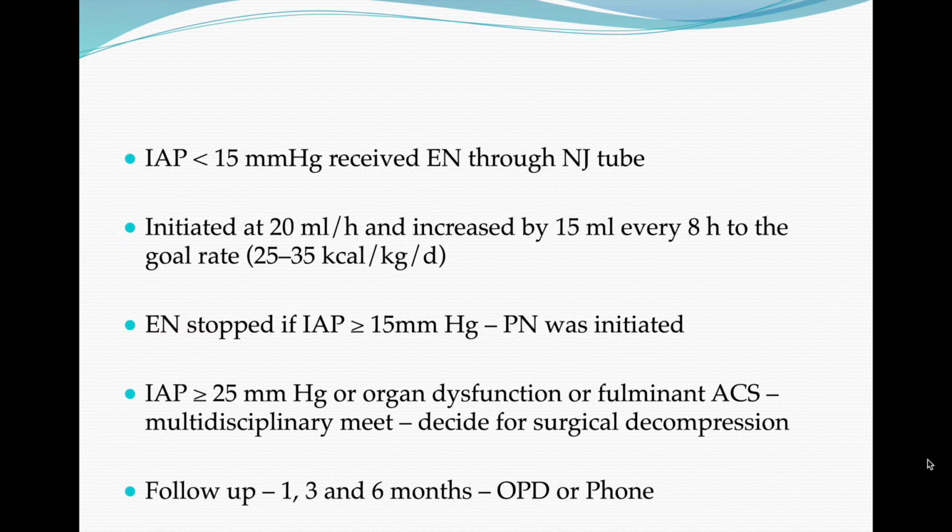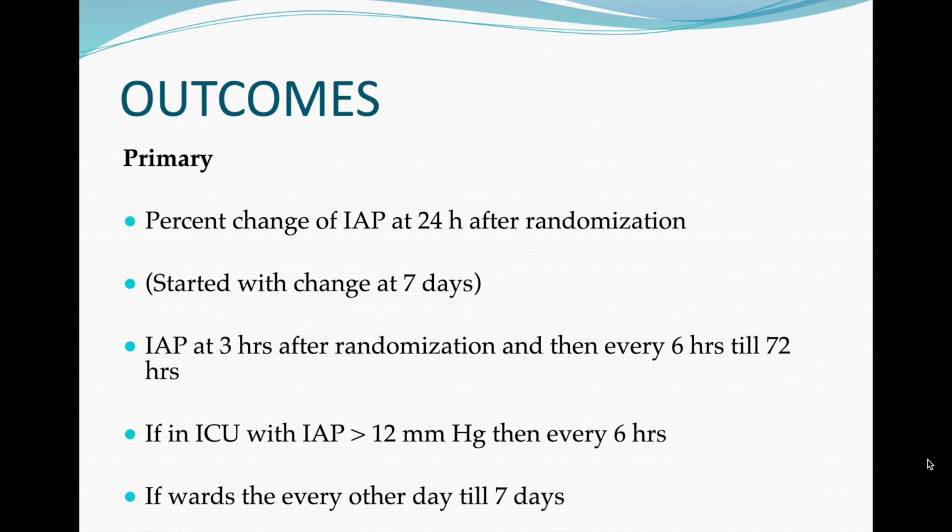So the outcomes that were measured were: primary was % change of IAP at 24 hours after randomization. As I told 2 slides before, first they had planned for % change of IAP at day 7. However, during interim analysis, they found that the most prominent effect of neostigmine was seen after 24 hours. So they changed the primary outcome from % change of IAP at 7 days to % change of IAP at 24 hours after randomization. Although the clinical registry was done for % change of IAP at 7 days.